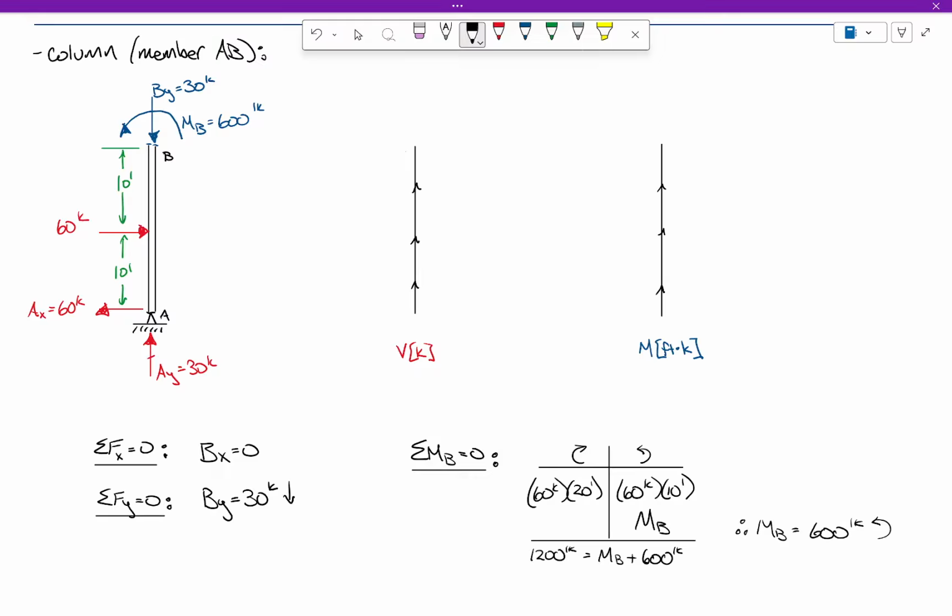For beams, it wasn't really a big deal to put those little tick marks there, but I'm putting them here for the column because I want to illustrate that when we're drawing this shear diagram, we are starting at the bottom and working our way up. And I want to say something about this after we're done with this example.